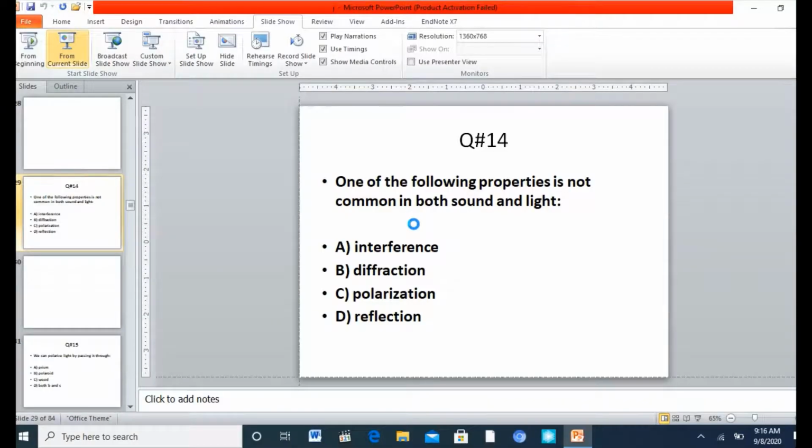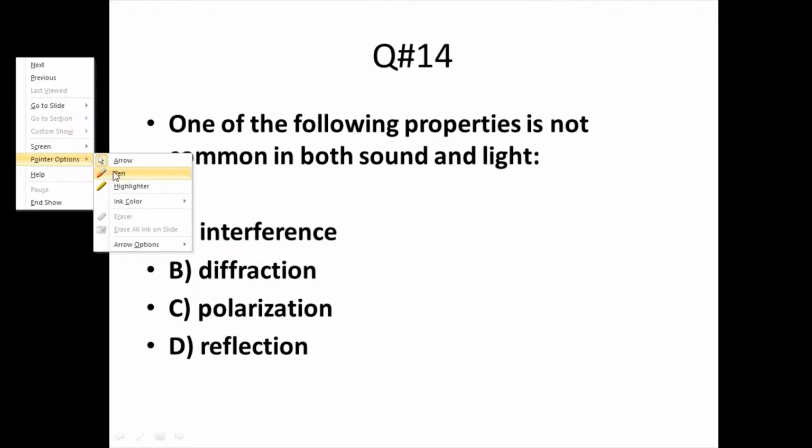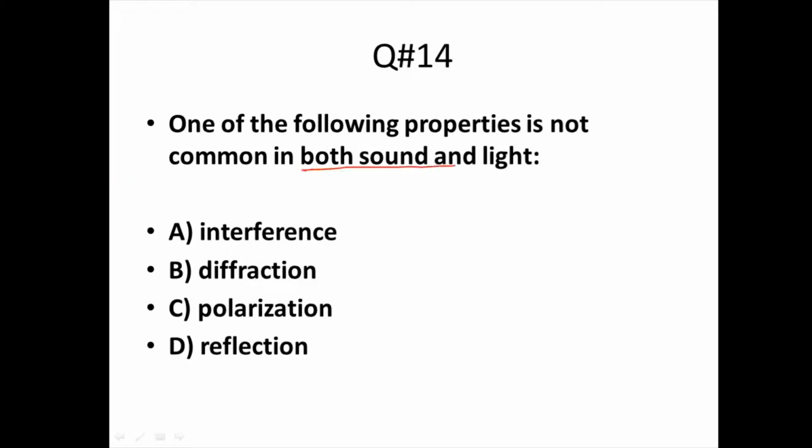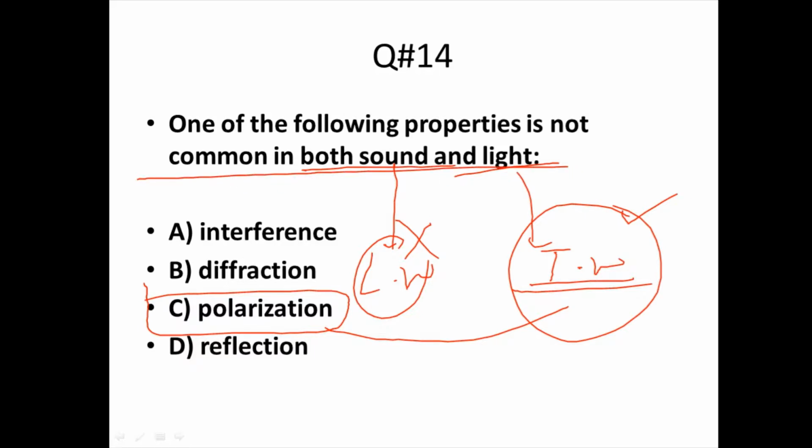One of the following properties is not common in both sound and light. First of all, you need to know sound waves are longitudinal waves, light waves are transverse waves. The phenomenon of polarization is observed only in transverse waves, not in longitudinal waves. Got it? So the question is, which of the following properties is not common in both sound and light? So the right answer is C. The rest of the phenomena can be observed in sound waves and light waves as well. So the right option is C, polarization.